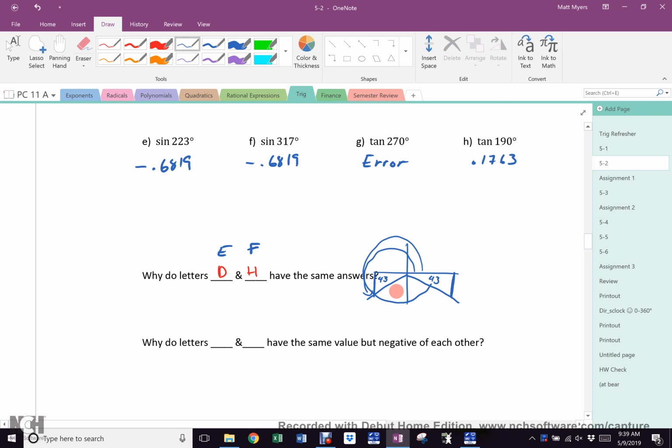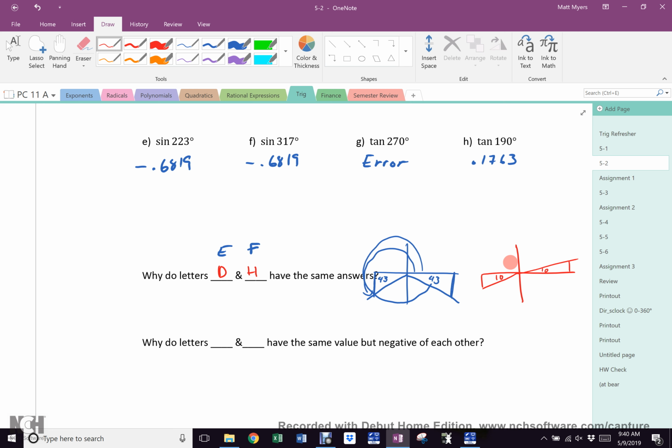Reds were D and H. H was 190, which is right there, yes? 180 all the way around. But the trig we would do would be on the 10. And D was indeed 10. And the trig that we would do would be on the 10. Because the reference angle is what gives us the right angle triangle to do our trig with. Everybody understand? The only reason it becomes positive and negative is the coordinate plane.